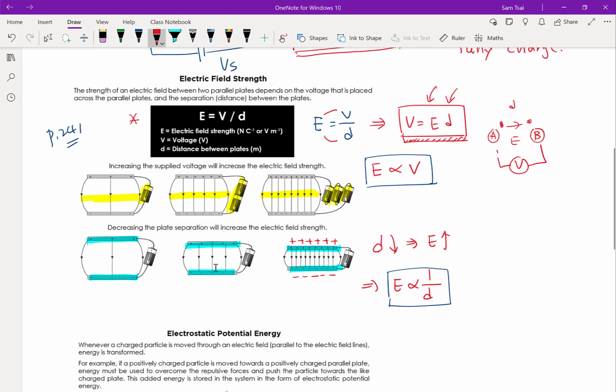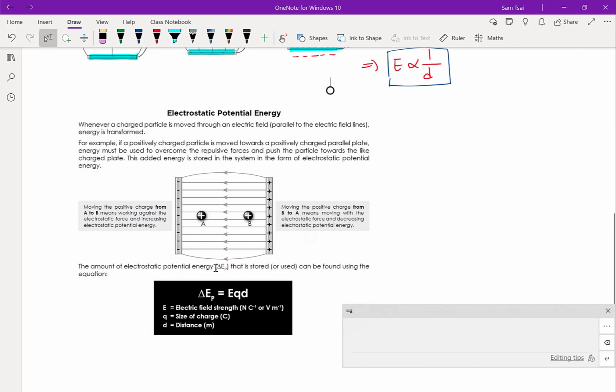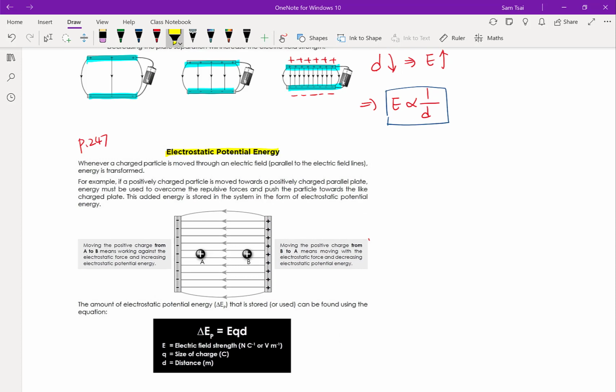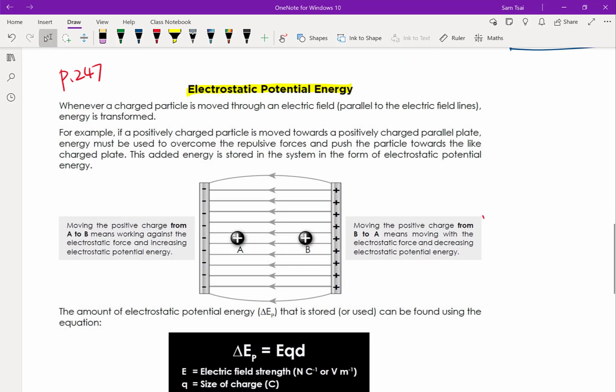Okay, and again, what does voltage mean? If we review the Year 12 electrostatic potential energy, from last year's slide page 247. For example, if we want to move the positive charge from A to B, we need to do work against the electrostatic force from the electric field. So that means we need to apply a force against this electric field, and there will be a repelling force here, Fe, from the electrostatic force.